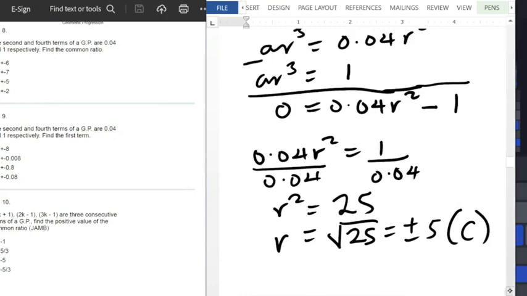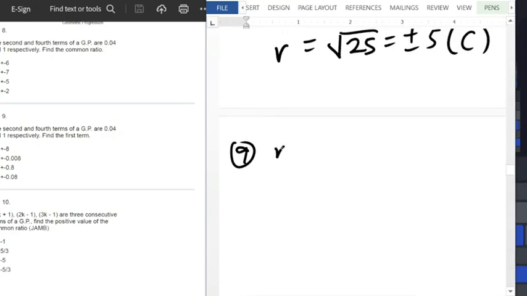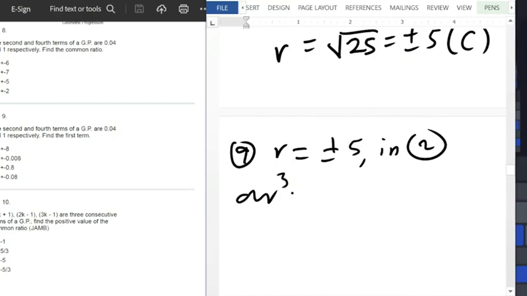Option C. Then number 9. So information number 8 and 9 are the same. So we are going to use information from question 8 to find the first term in number 9. So to get the first term, we have the common ratio to be equal to plus or minus 5. So the equation is the second term is 0.04 and the fourth term is 1. So I can put this in equation 2. Now what is equation 2? AR raised to the power 3 equals 1.